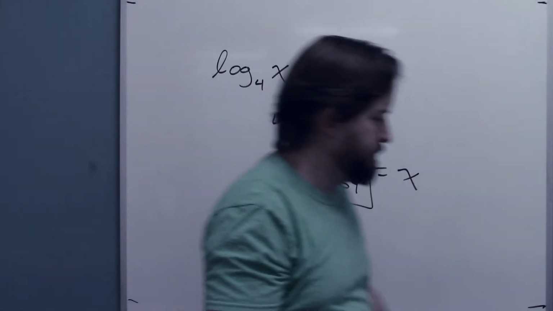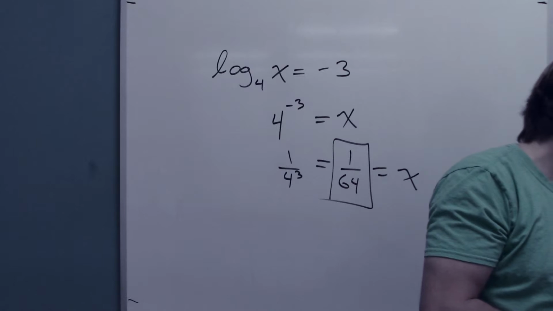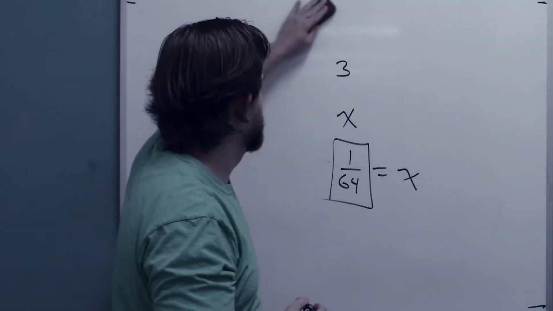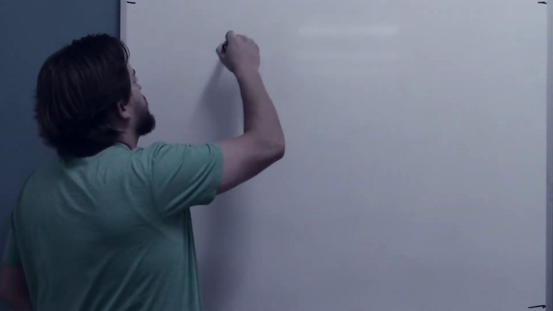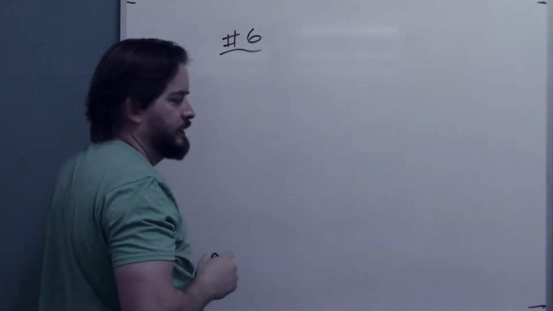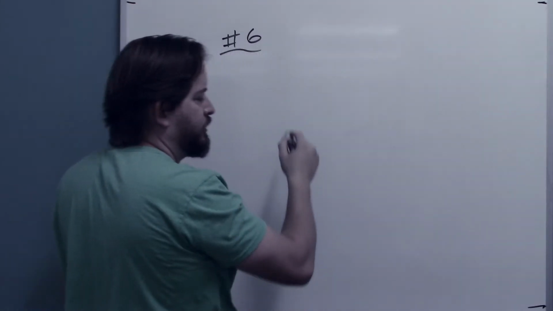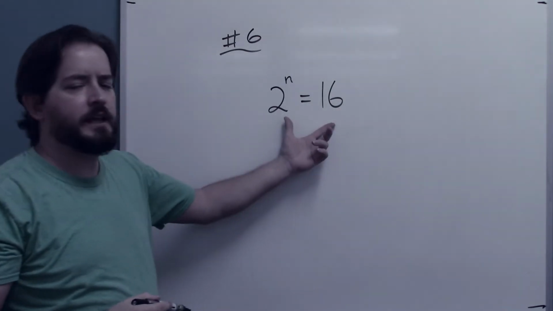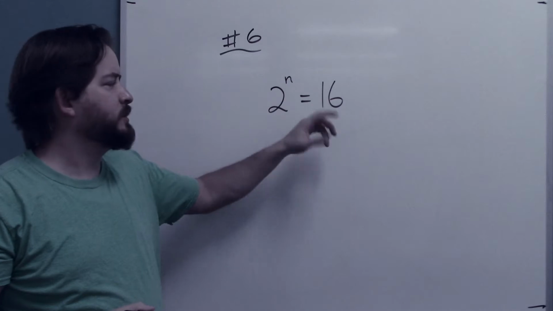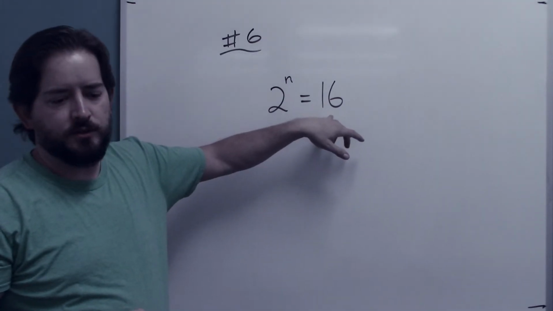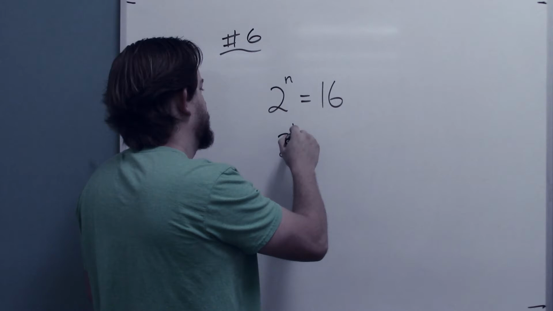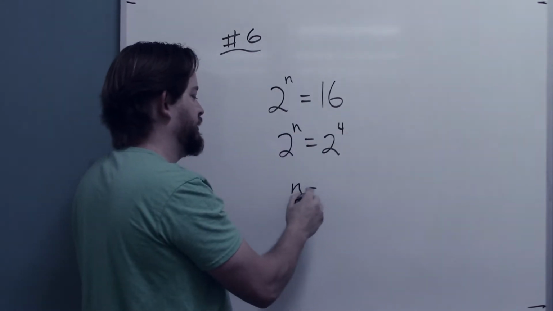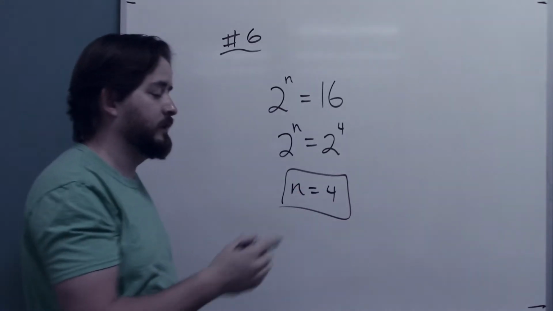Good. All right, let's look at number 6. Six says, use the basis property to solve 2 to the n equals 16. The basis property is just writing each side as the same base to some exponent, which I can do because 16 is 2 to the 4th. And that way we're done. N has to be equal to 4 in order for these guys to be equal, and that's it.